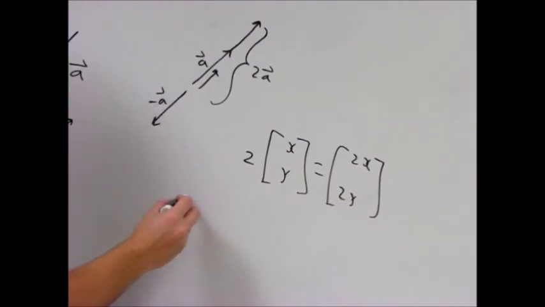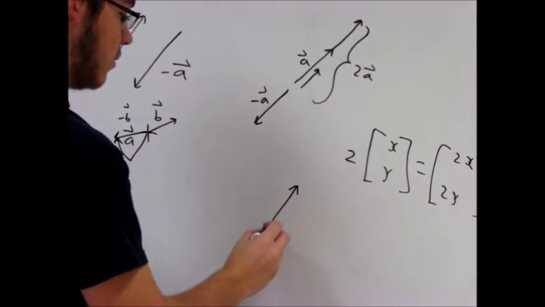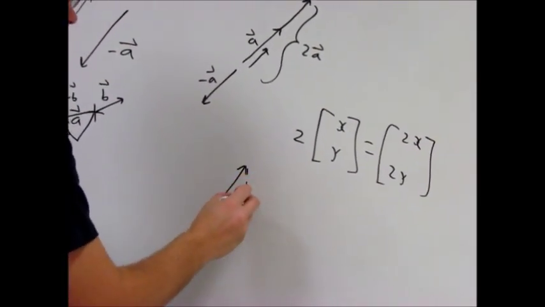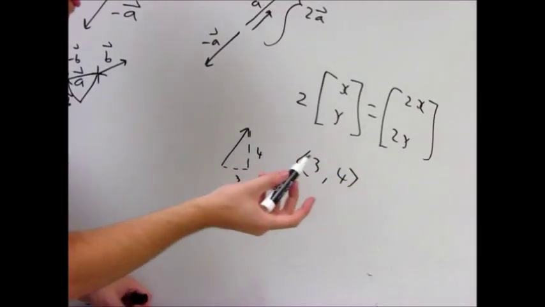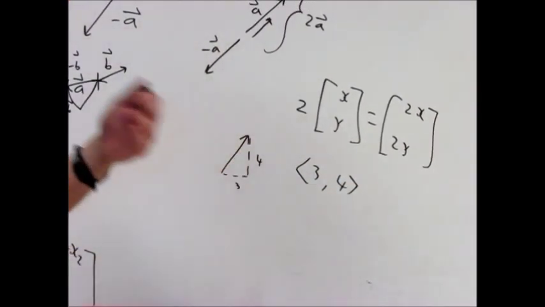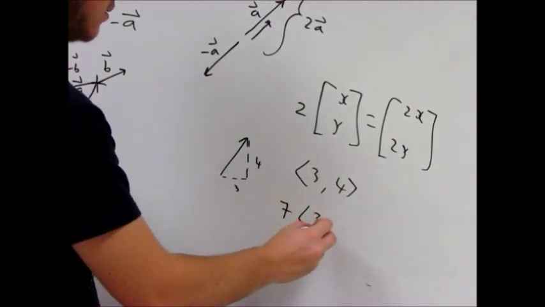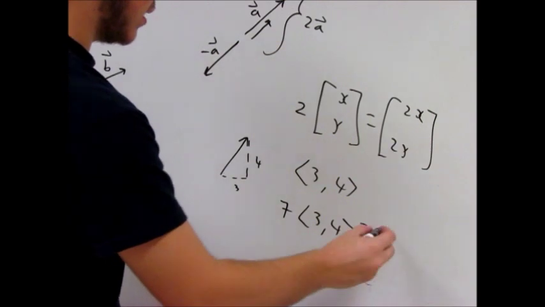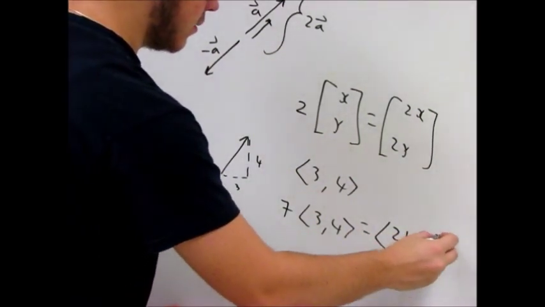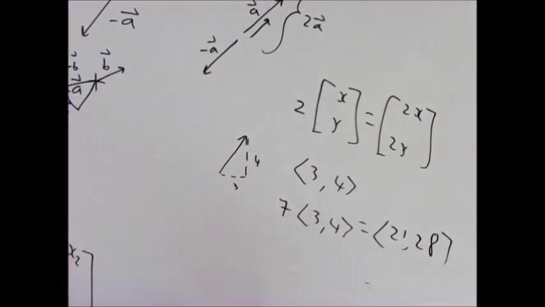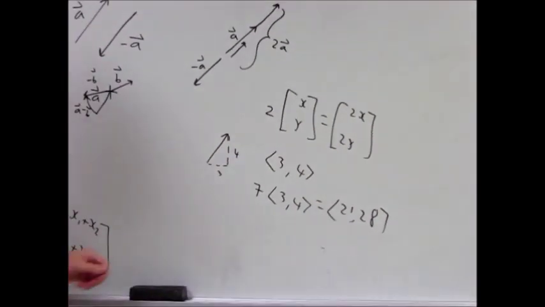Again, from matrix rules. And so if I have a vector, let's take the first example we had, which had 3 here and 4 there, 3, 4. You can multiply this by any number, like 7, and just get 21 and 28. That would be a new vector. So 7 times that vector is this new vector.